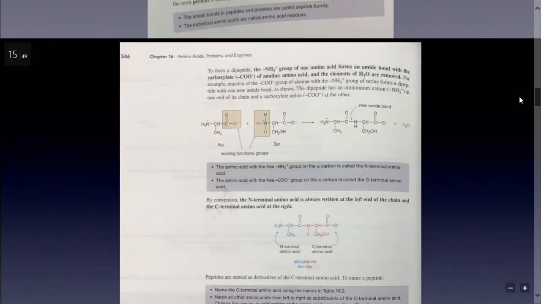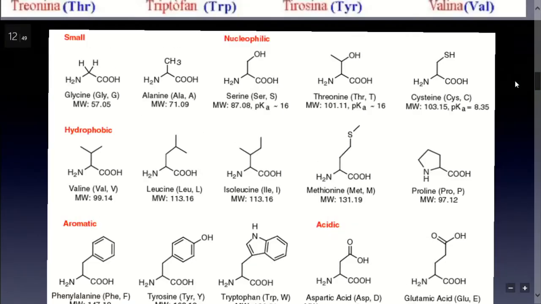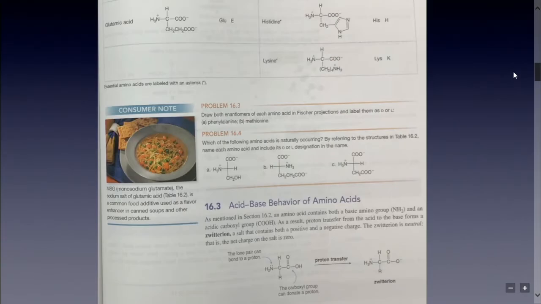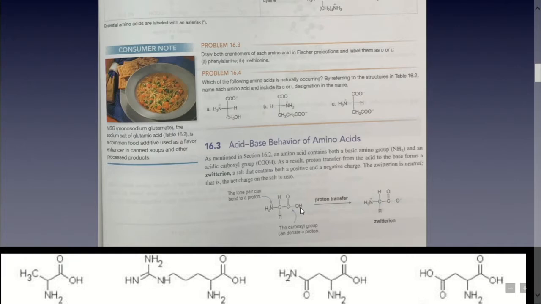So what actually happens here is the H on the carboxylic acid gets transferred over to here, leaving you with a Zwitter ion. A Zwitter ion. Remember that funny word? And that ends up leaving a negative charge on this side of the Zwitter ion and a positive charge on this side of the Zwitter ion.